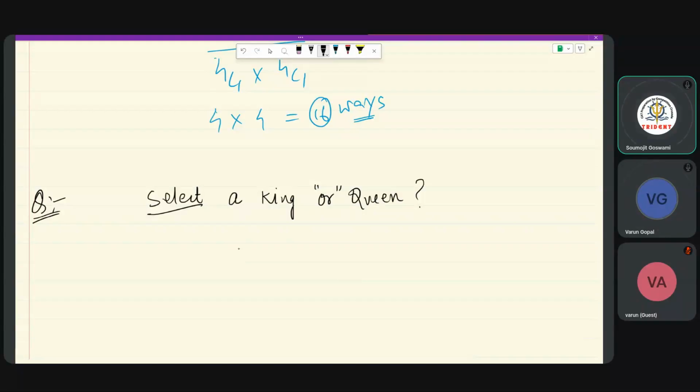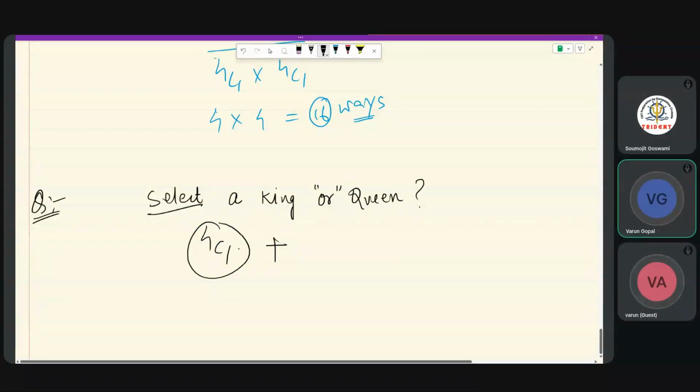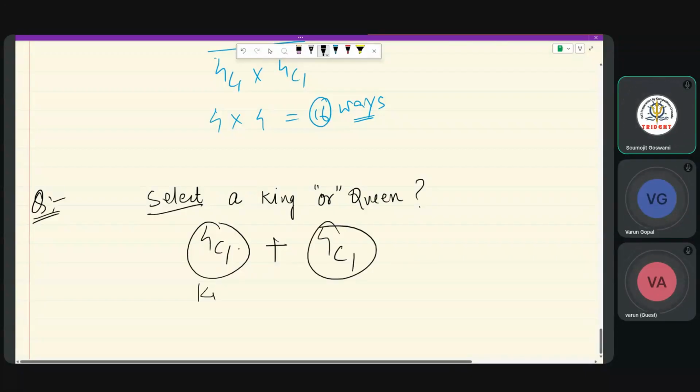Select a king or a queen. How do you select a king? It's only 4C1 for selecting a king. And it's not AND, it's OR a queen, that is plus 4C1 for the queen. So that's the number of ways.